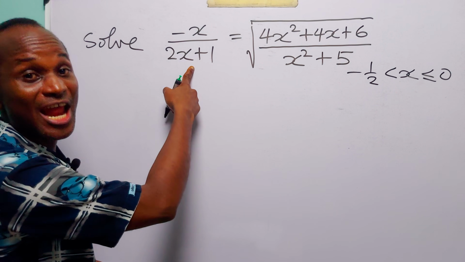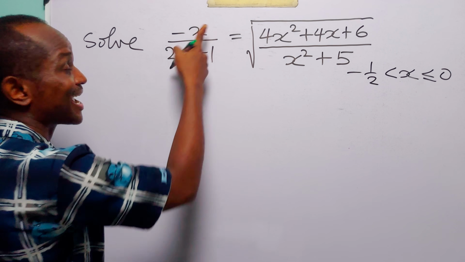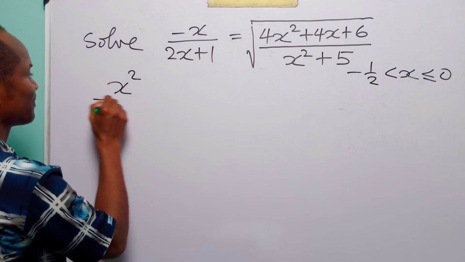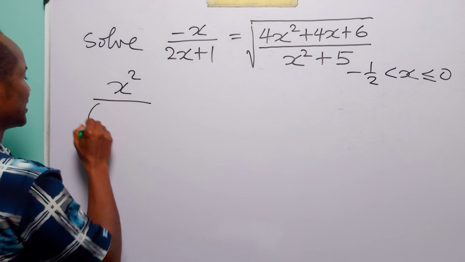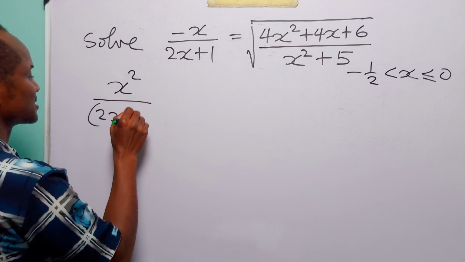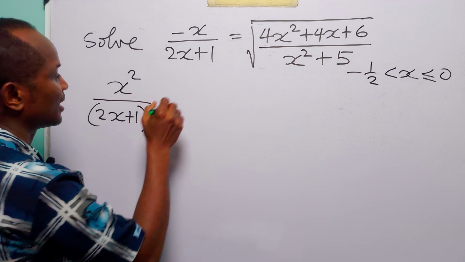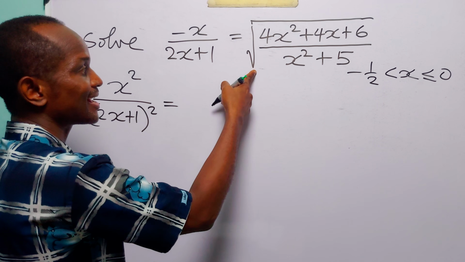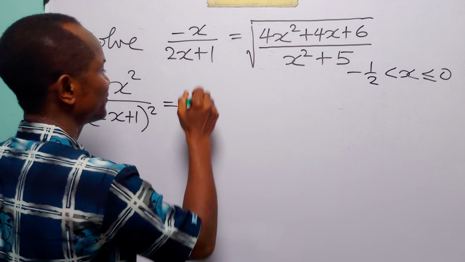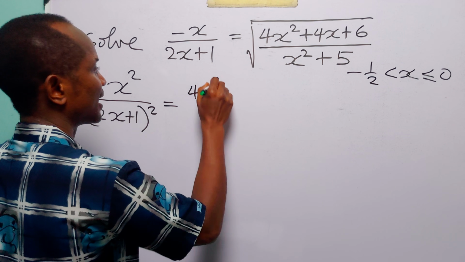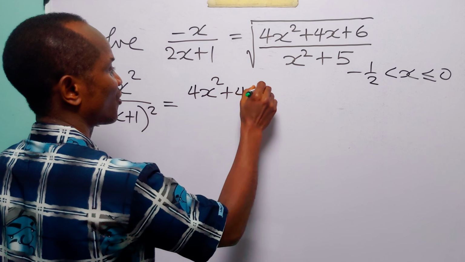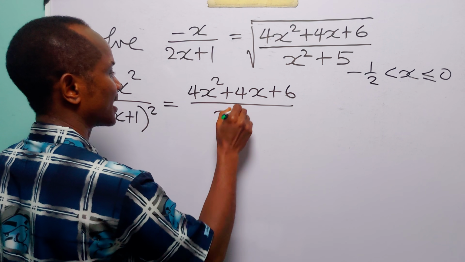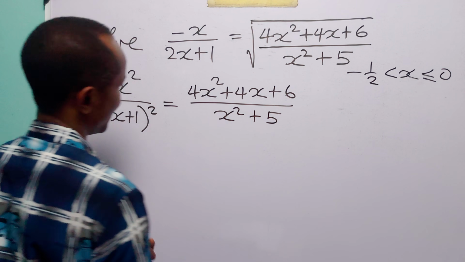When we square the left-hand side, we have minus x squared, which is equal to x squared, and this is divided by 2x plus 1 squared. And of course, when we square the right-hand side, the square is going to take care of this square root, leaving us with 4x squared plus 4x plus 6 divided by x squared plus 5.